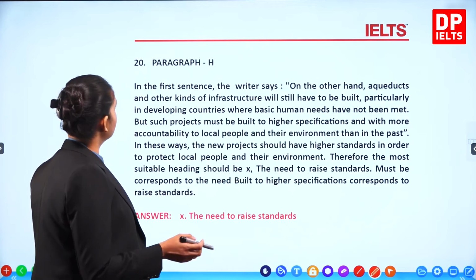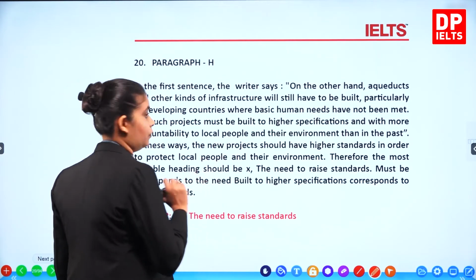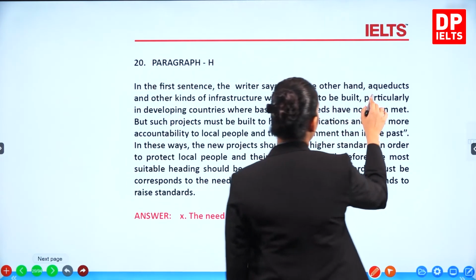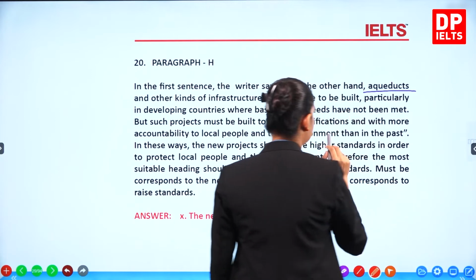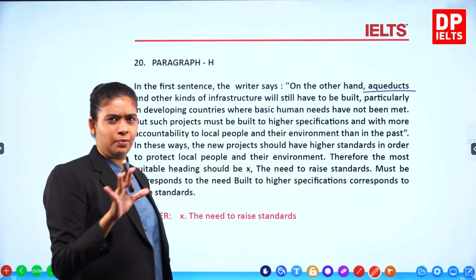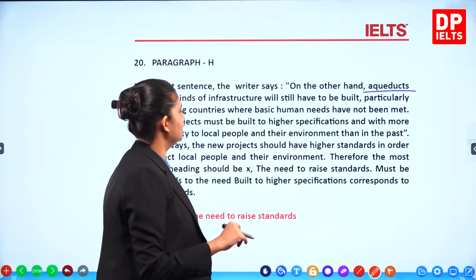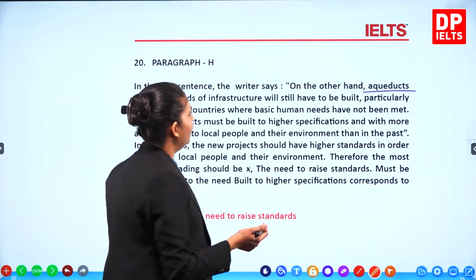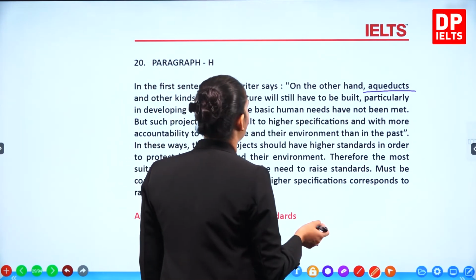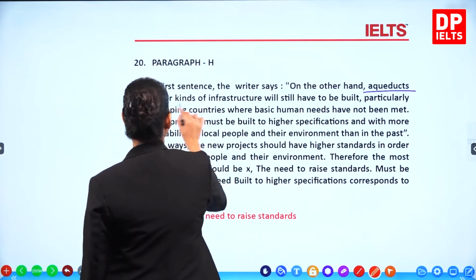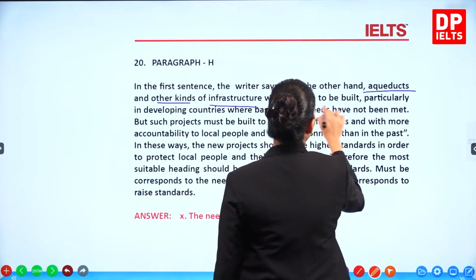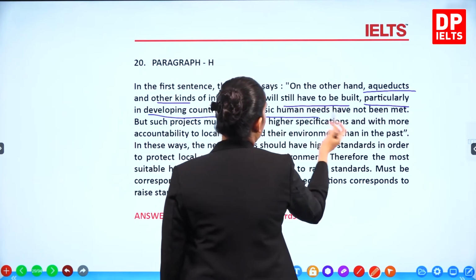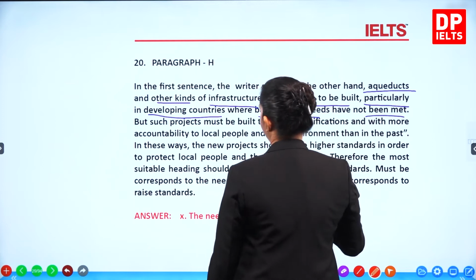Right, so moving on to the next question, paragraph H, right? Now, in the first sentence, the writer says, on the other hand, aqueducts, right, is kind of a way that you block the natural flow of water, like you build a bridge or something over a dam, okay? So, on the other hand, aqueducts and other kinds of infrastructure will have to be built particularly in developing countries where basic human needs have not been met.